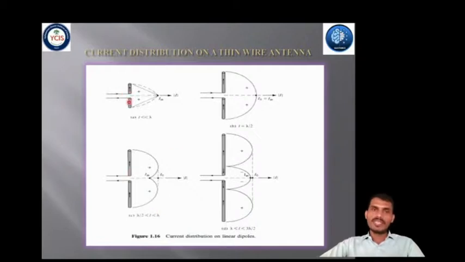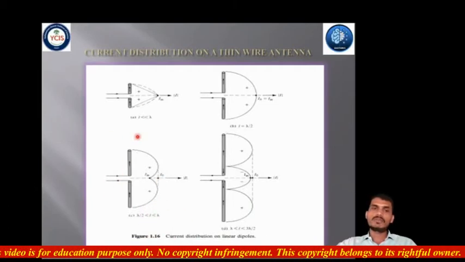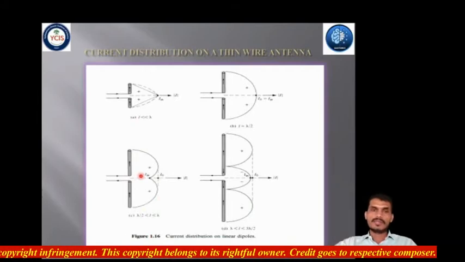The length of this dipole is less than lambda, the length of this dipole is equal to lambda, and now lambda by 2, and the lengths of these dipoles are in between lambda by 2 and lambda. And this is the current distribution for that particular length L.